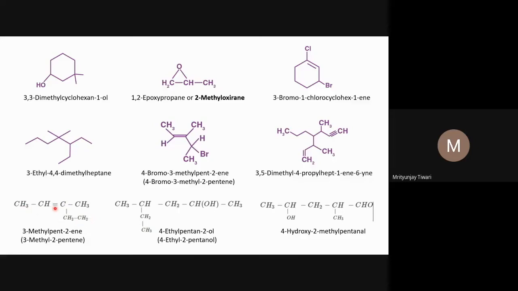So 1, 2, 3, 4, 5. So at the third position, a methyl group is there. So 3-methylpent-2-ene, or 3-methyl-2-pentene.